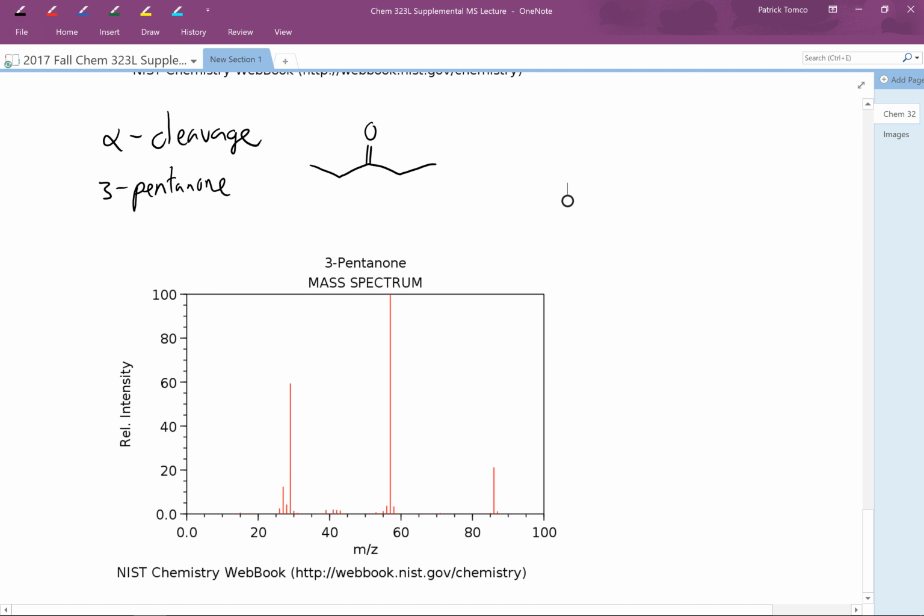So with 3-pentanone, I'm seeing a few pieces. If I add up all of these, I'd see a signal here at 86, and I'm also seeing a signal here that is present at 57. Okay, so the big question is, where did these come from? Again, we're going to run this fragmentation pattern. We're going to bounce an electron off of the molecule, and we're going to create the molecular ion. And because the oxygen has several lone pairs, I'm going to put that radical at that position here.